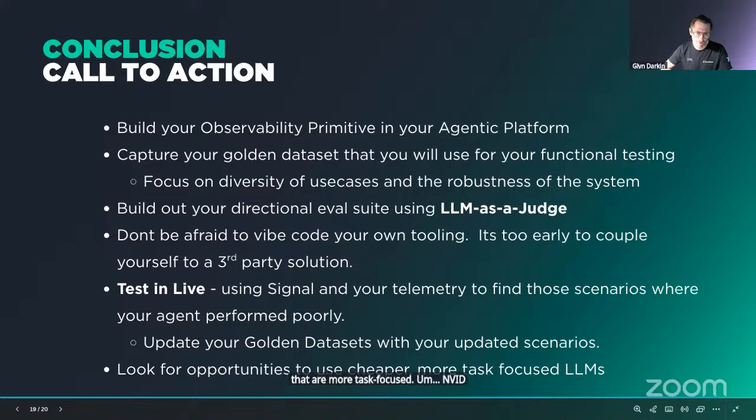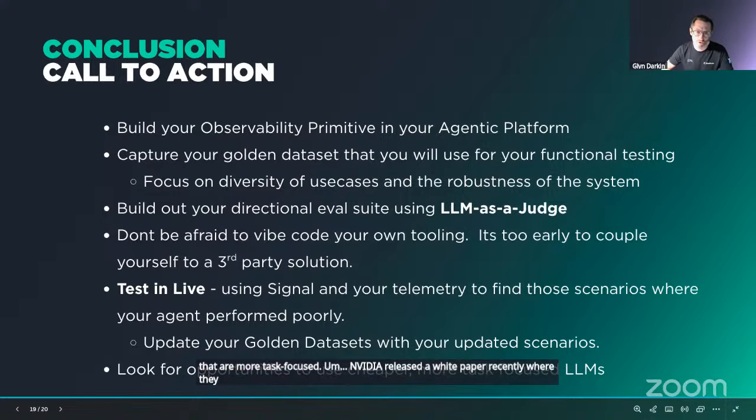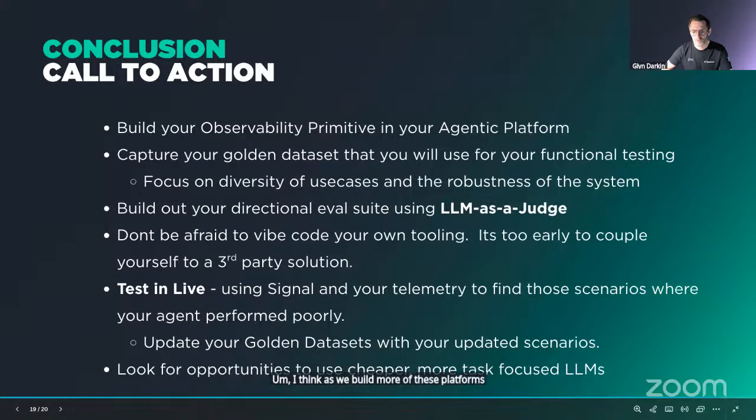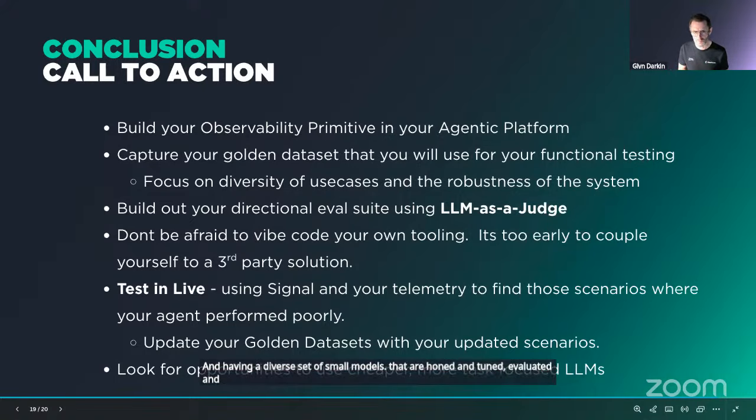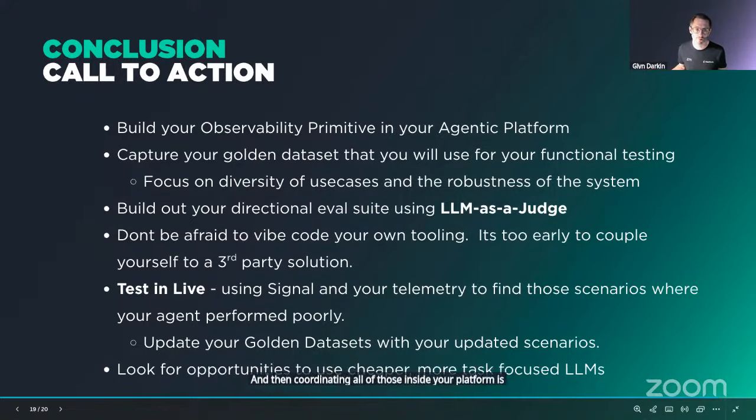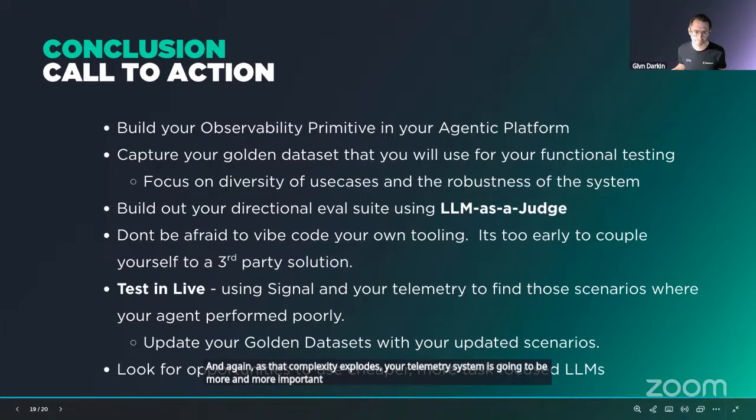NVIDIA released a white paper recently where they believe that small language models are the future of agentic systems. I think as we build more of these platforms, the diversity of the tasks that they do will become larger, and having a diverse set of small models that are honed and tuned, evaluated and tested for very specific scenarios, and then coordinating all of those inside your platform is going to become more and more important. And again, as that complexity explodes, your telemetry system is going to be more and more important to be able to do that.